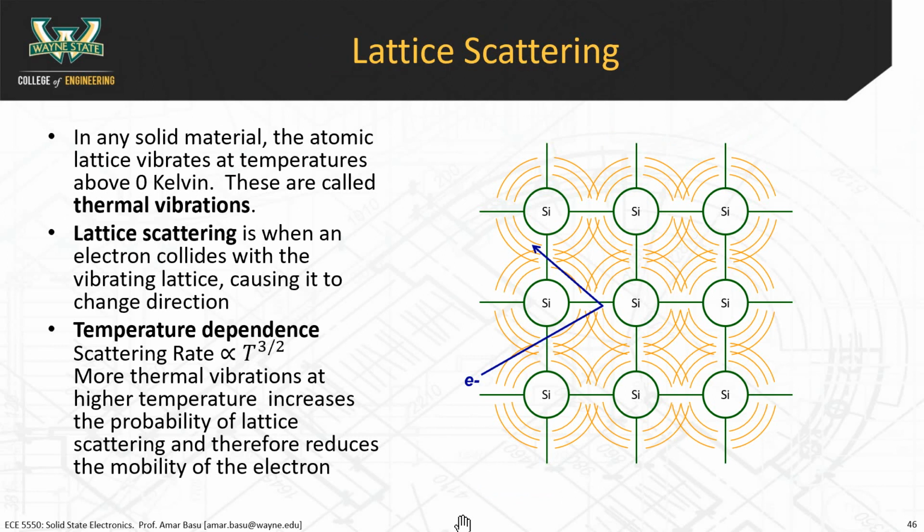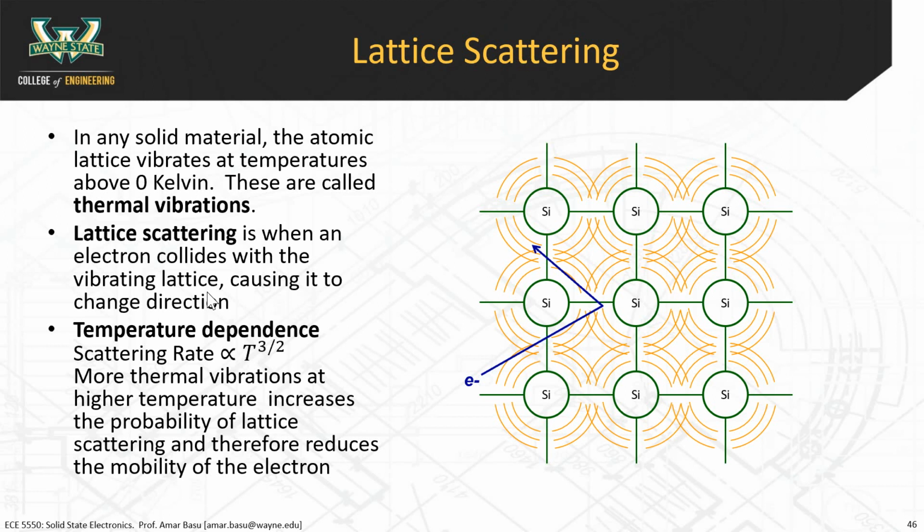All right. I want to briefly talk about the two types of scattering mechanisms. The first type is lattice scattering. In any solid material, the atomic lattice vibrates at temperatures above 0 Kelvin. At 0 Kelvin, the vibrations basically go to 0, and that's why a lot of physicists do experiments at 0 Kelvin. If you eliminate a lot of these lattice vibrations, it changes the mobility, and your instruments, because there are fewer molecular vibrations, can take measurements with a lot less noise.